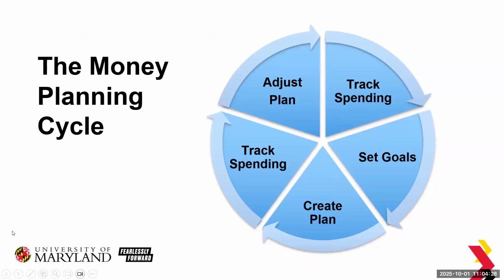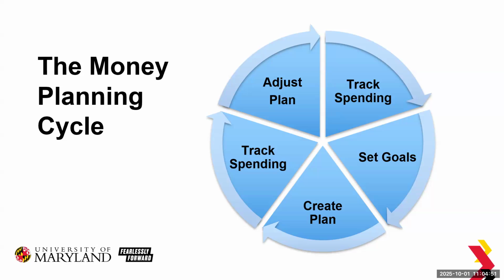So we're looking here at the money cycle. And so when we're talking about developing a budget or a spending plan, there's several steps to that. So we're gonna need to track our spending. We're gonna need to set goals because our goals should reflect in our spending plans and budgets. Then we're going to create that plan, and then we got to see, are we sticking to that plan?